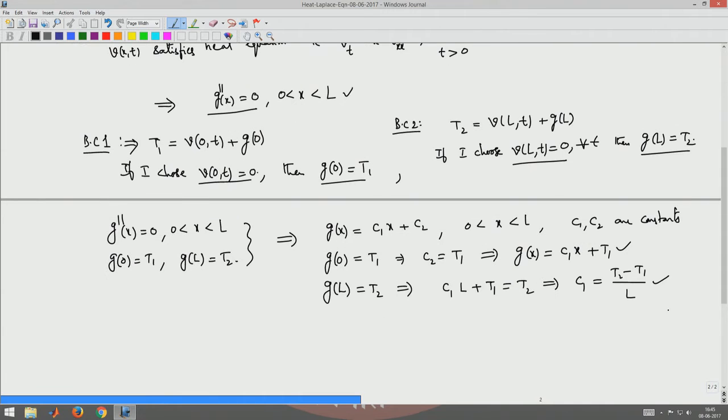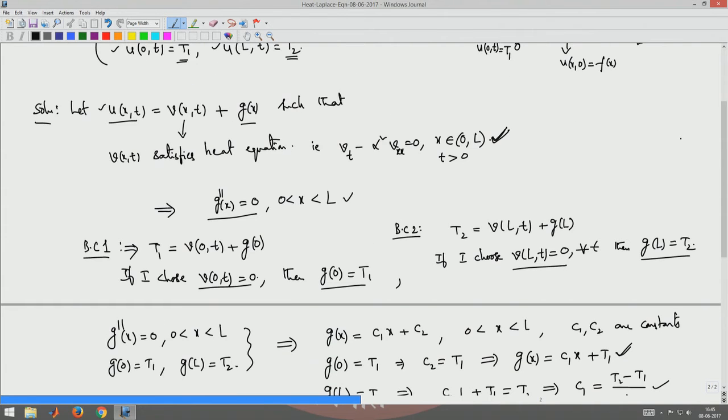Now you substitute this in. So, this immediately gives me G of x. G of x is (T2 minus T1) by L times x plus T1. This is what you have. This is G of x, x between 0 and L, satisfying these boundary conditions.